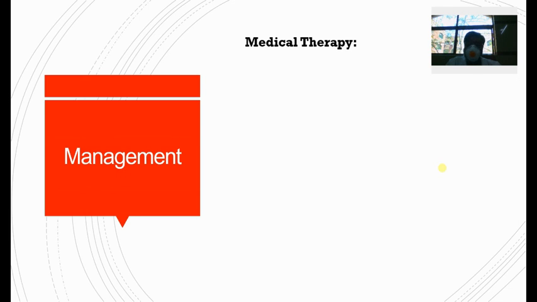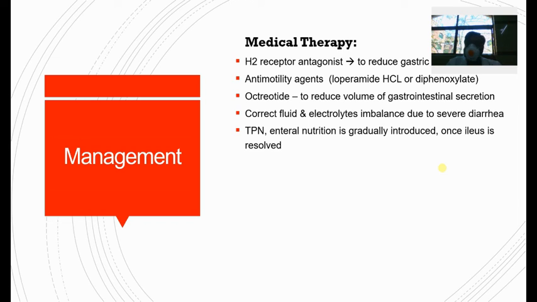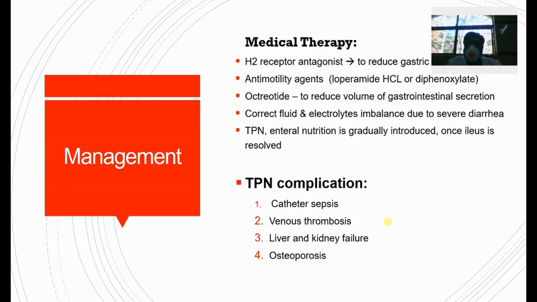What will be the management of short bowel syndrome? It comprises both a medical part and a surgical part. In medical therapy, H2 receptor antagonists are usually prescribed to reduce gastric secretions, with the addition of anti-motility agents like loperamide and octreotide to reduce the volume of gastrointestinal secretion, with correction of the fluid and electrolyte imbalance due to severe diarrhea, accompanied with total parenteral nutrition or enteral nutrition, depending on the condition. The complications of TPN are catheter sepsis, venous thrombosis, liver and kidney failure, and osteoporosis.